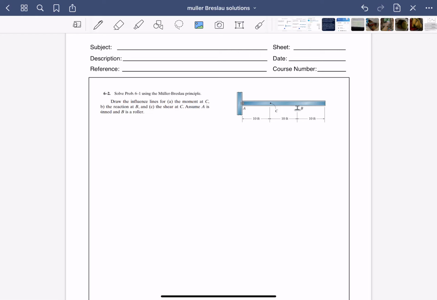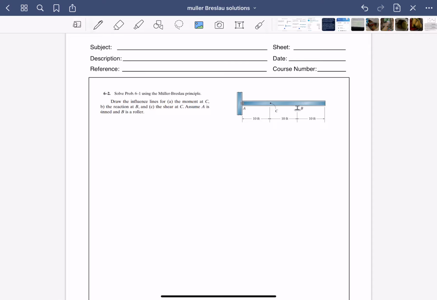So today what we're going to do is solve a set of problems for the influence line, specifically using the Muller-Breslau principle. We're going to do a series of problems and go through it step by step. All right.